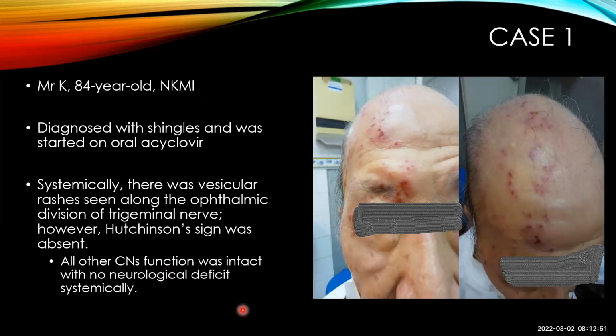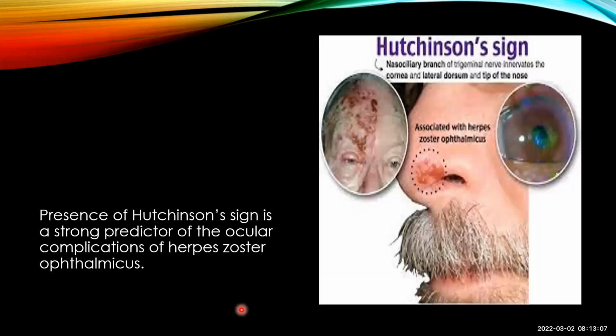On presentation, we can see vesicular rashes along the ophthalmic division of the trigeminal nerve. However, Hutchinson sign was absent. All other cranial nerve function was intact, with no neurological deficits systemically. So what is Hutchinson sign here? A very brief explanation: you can see a rash at the tip of the nose.